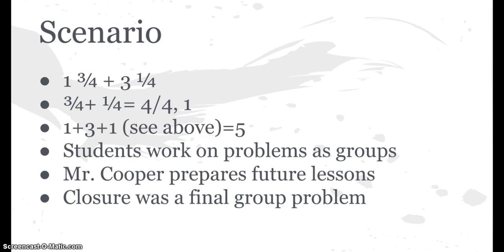In Mr. Cooper's second lesson on fractions, he was teaching the students how to add and subtract mixed numbers. The lesson started by Mr. Cooper showing the class the concept of adding mixed numbers and fractions. He used the fractions of 1 3/4 added to 3 1/4. To help the students understand what was being done, he wrote the problem on the board. He demonstrated that 3/4 plus 1/4 equals 4/4, or 1 whole. Then he showed that 1 plus 3 plus 1, derived from adding the fractions together, equals 5.